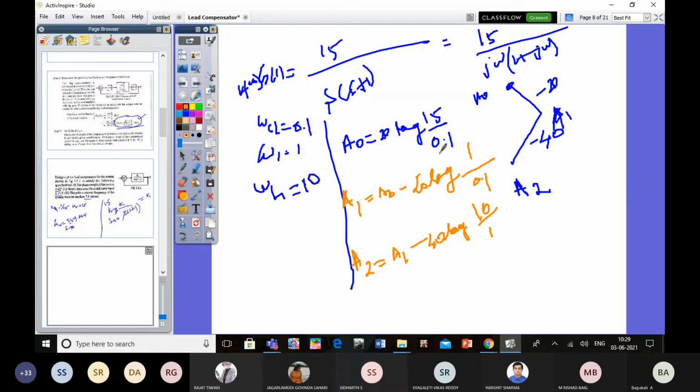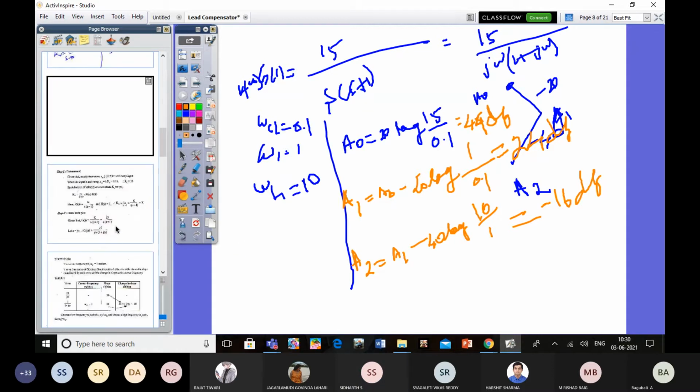Tell me the answers first. What is A0? 43.5, so 44 dB. Approximately you can take it as 44 dB. What about A1? 24 dB. What about A2? Minus 16 dB. Any doubt in that?